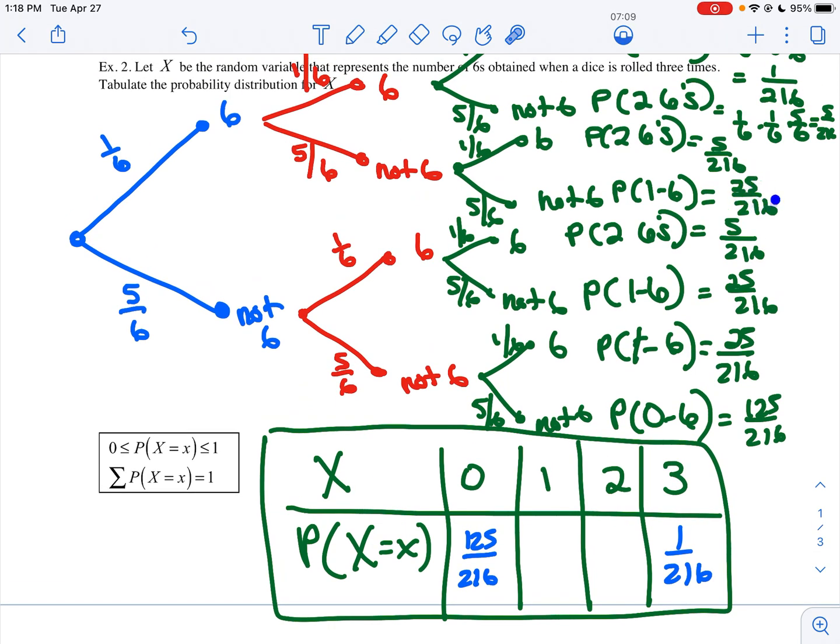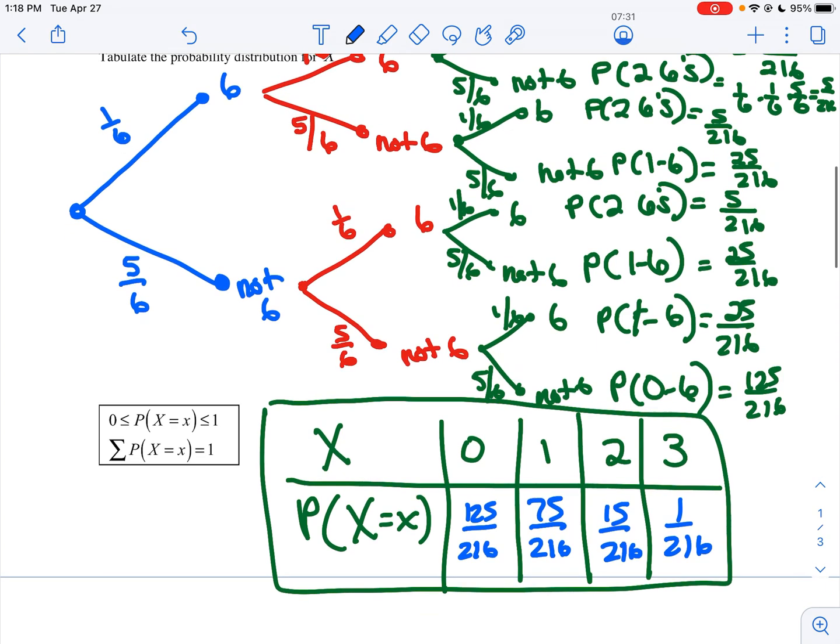So I have the 25, 25, and 25, which is 75 over 216. And then to get 2 6s, we've got several to add up here. I've got 1, 2, 3 of those. So that is 15 over 216.